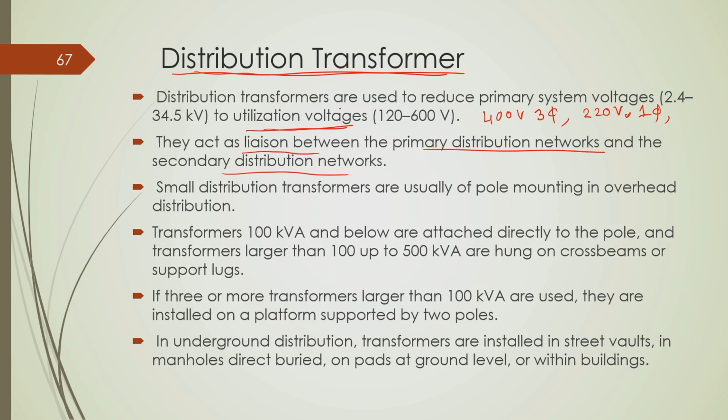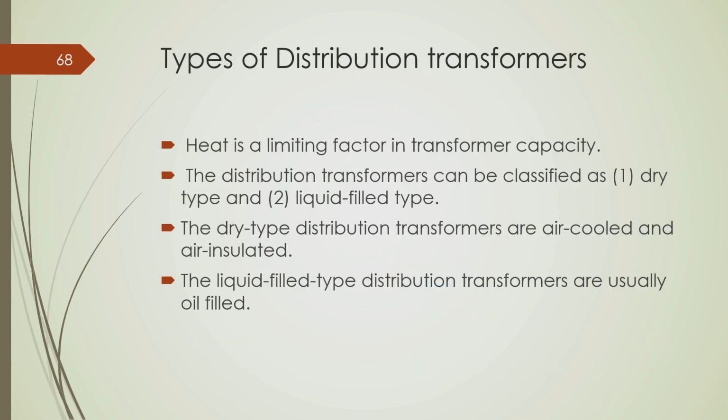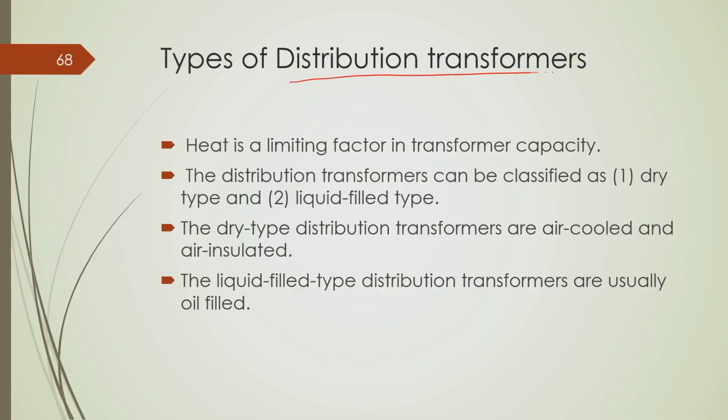Distribution transformers are of various ratings, starting from a few kVA up to 500 kVA. Small distribution transformers rated less than 100 kVA are directly pole mounted in the overhead distribution line, and larger ones are installed on a platform supported by 2 poles. Underground distribution transformers are installed in street vaults, in manholes, direct buried, or pad mounted at ground level in the building. I am not going into detail of these different types, because this is not purposefully kept in the syllabus of this course, but you can of course make a self study on different types of distribution transformers.